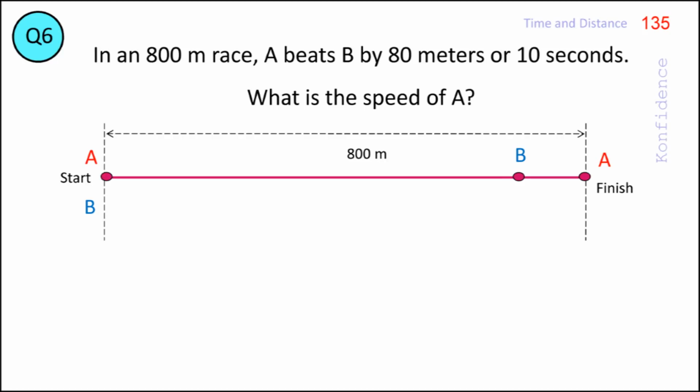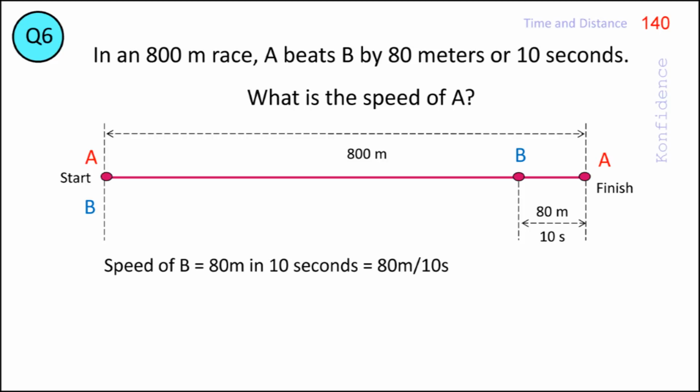A and B began the race together. When A reached the finishing point, B was 80 meters behind. And B took another 10 seconds to cover this 80 meters. That means B ran 80 meters in 10 seconds. So we can find the speed of B as 80 meters by 10 seconds, or it is 8 meter per second. One thing we can say now about the speed of A is that the speed of A would be more than 8 meter per second.